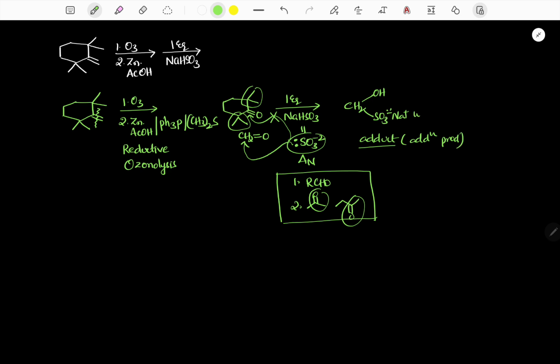The product is water soluble. So this is an advantage for this compound. That's why we use this reaction for purification of these compounds. For purification and separation from impurities, we can use this reagent.